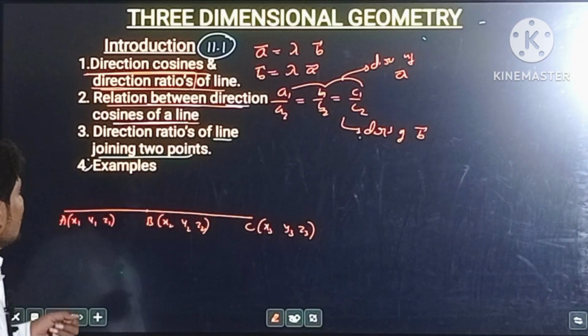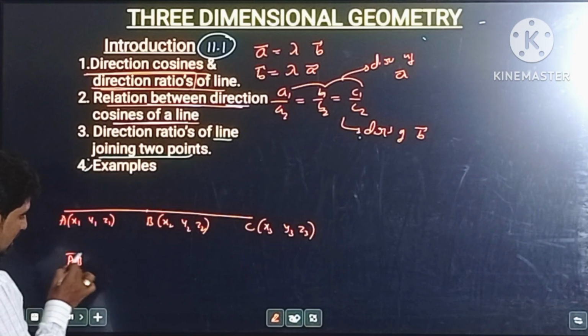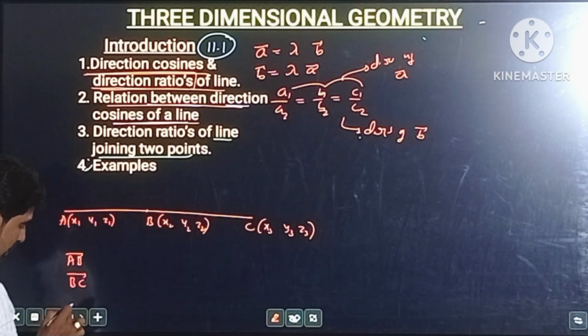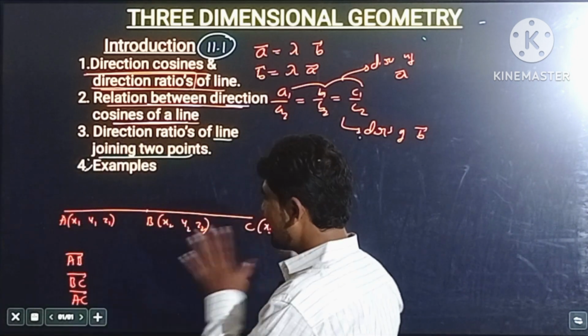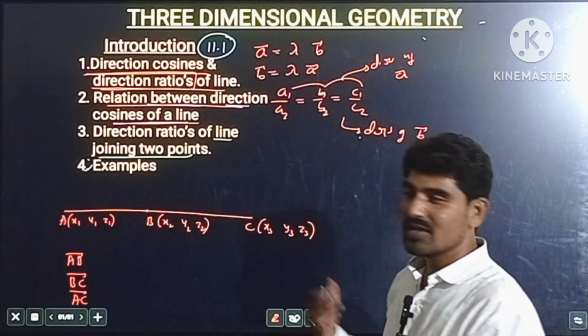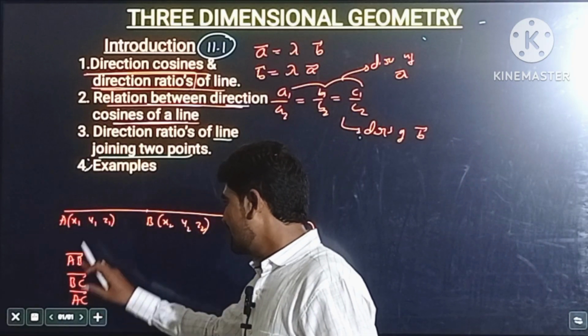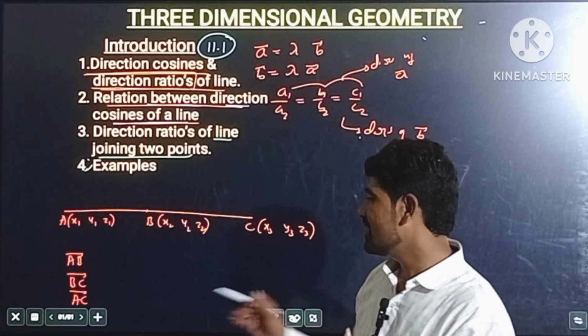So similarly here also we need to consider any two vectors. You may consider either AB vector or BC vector or AC vector. Among these three you may consider any two vectors, and we need to show that one vector is lambda times the other vector, or direction ratios of one vector are proportional to direction ratios of another vector.